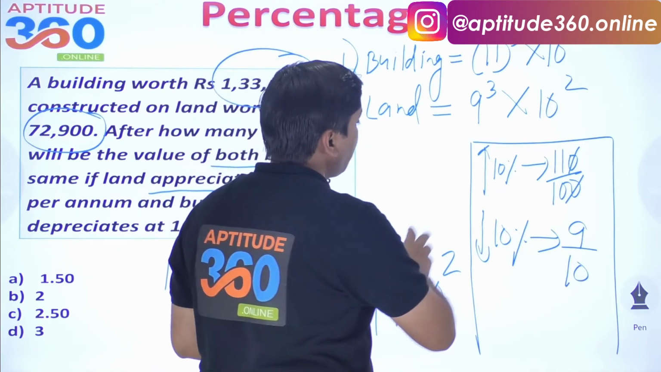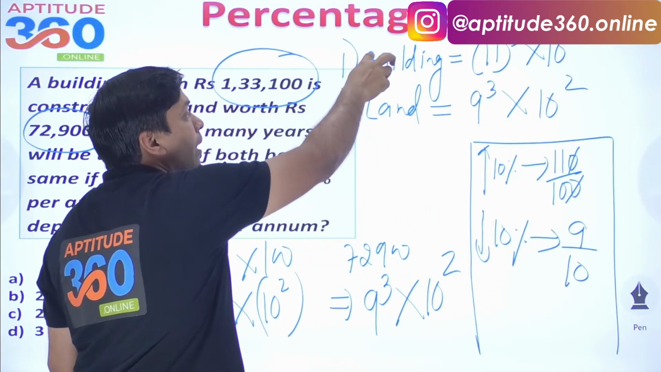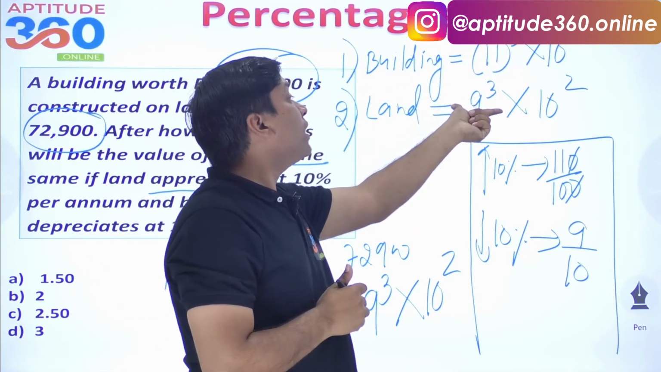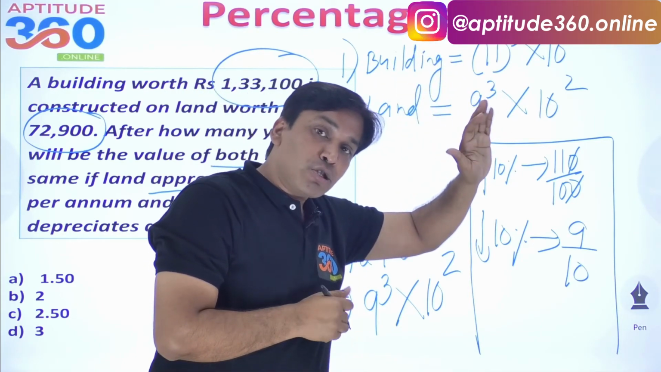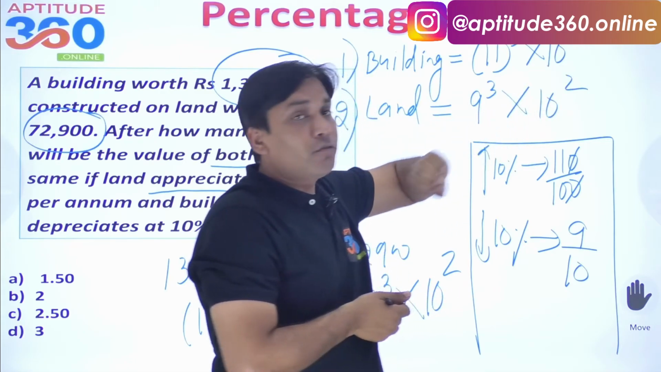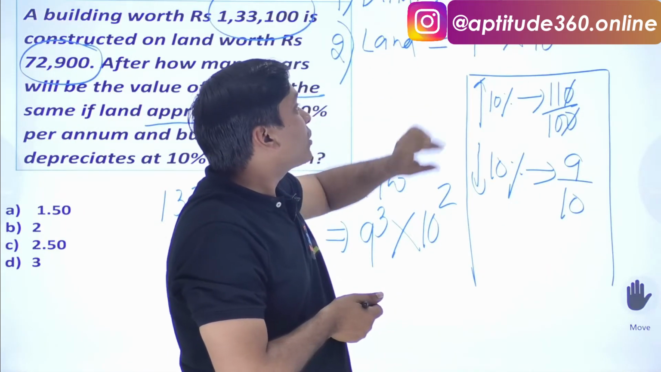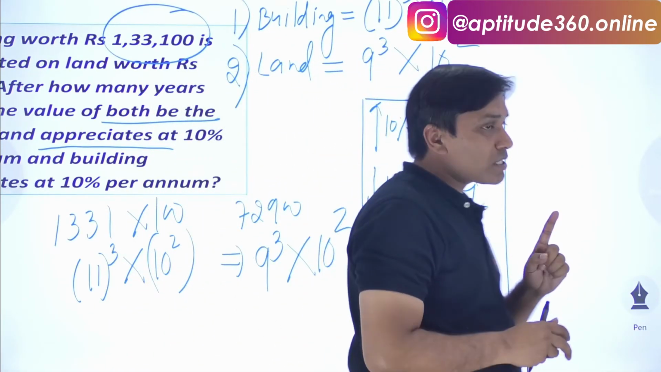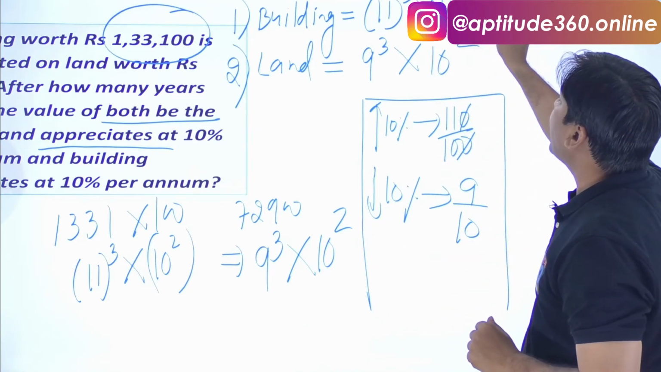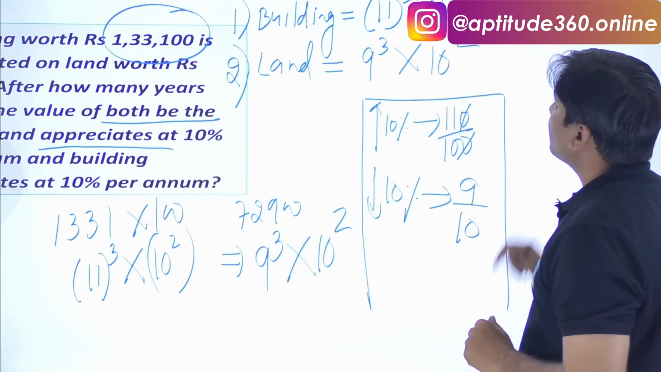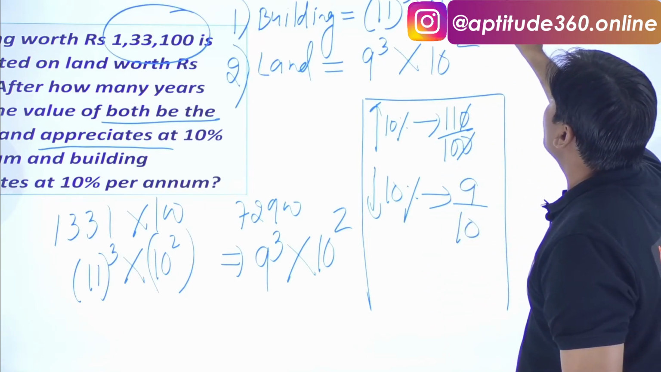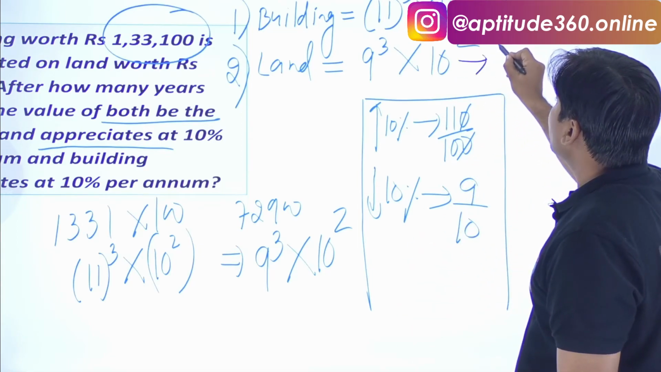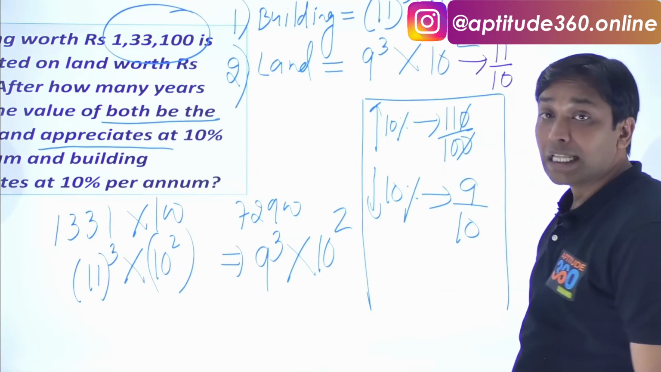Now what do you have to do? Here you have to learn this, try to understand. We have to make the price of building and land equal. Over here you have got 11 cube and over here you have got 9 cube. We need to do something so that these two values become equal. Okay? Now if we want to do that, what should we be doing? Try to understand this thing. If you reduce the building's price once, because it is reducing by 10%, the first multiplying factor over here is 9 by 10, and the land's price is increasing, so the first multiplying factor is going to be 11 by 10.